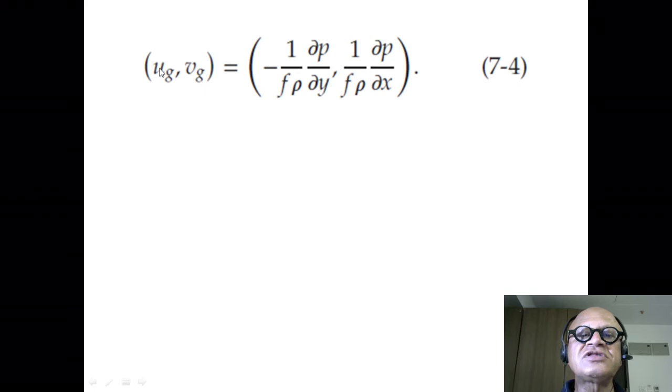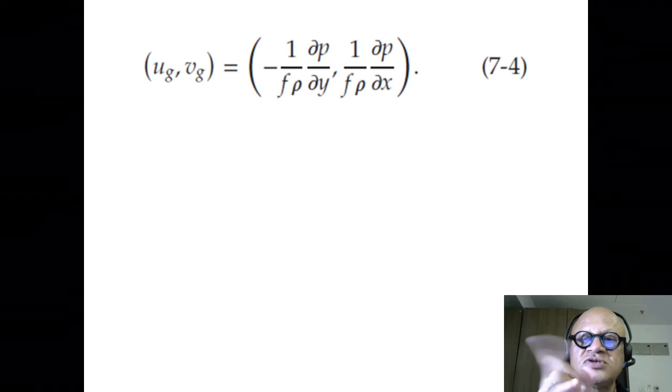Writing it as components, then u_g, the zonal geostrophic velocity, and v_g, the meridional geostrophic velocity, could be winds or ocean currents, are equal to minus 1 over f rho dp/dy and 1 over f rho dp/dx. See the relation here. Because Coriolis pushes to the right, x and y are related in this way. So dp/dy, the meridional pressure gradient, is going to give you the zonal geostrophic velocity, and the zonal pressure gradient is going to give you the meridional geostrophic velocity.